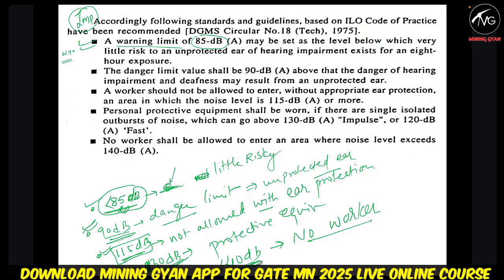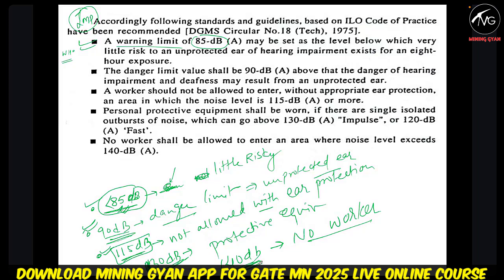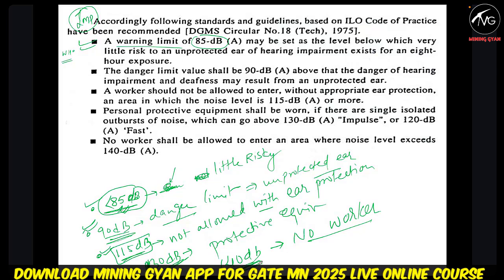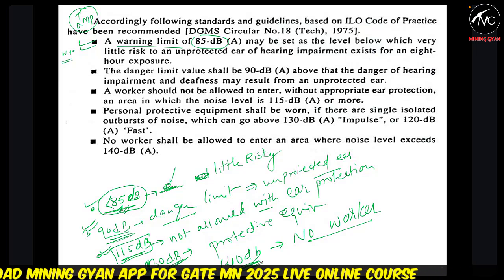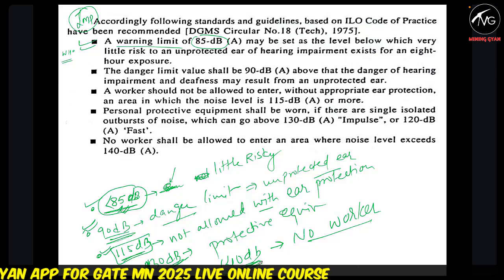Less than 85 decibel, that means little risk. 90 decibel, that means danger zone, for the unprotected ear. If 115 decibel, then not allowed without protective equipment. In 130 decibel, that means you need protective equipment. And 140 decibel, no worker will be allowed.